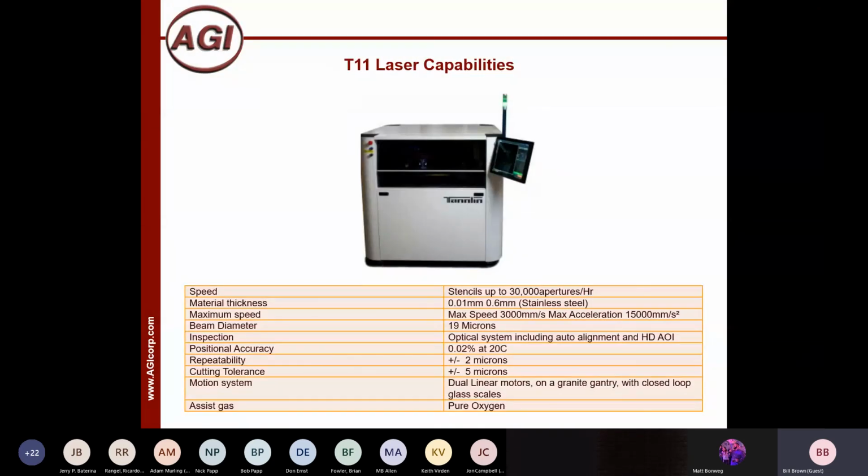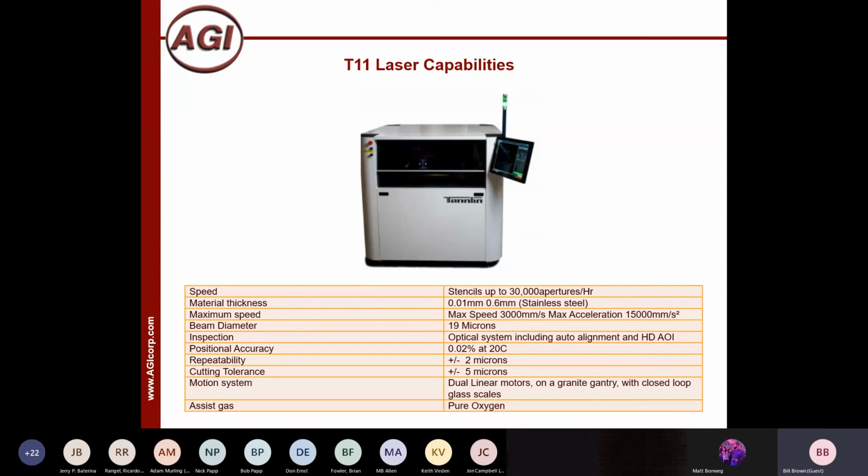So this is the current laser that AGI has. We've got two locations: one in Huntsville, which is our main location, and another in Tampa, Florida. We use T11 lasers. They cut roughly 30,000 apertures an hour, and you can see the beam diameter is 19 microns.